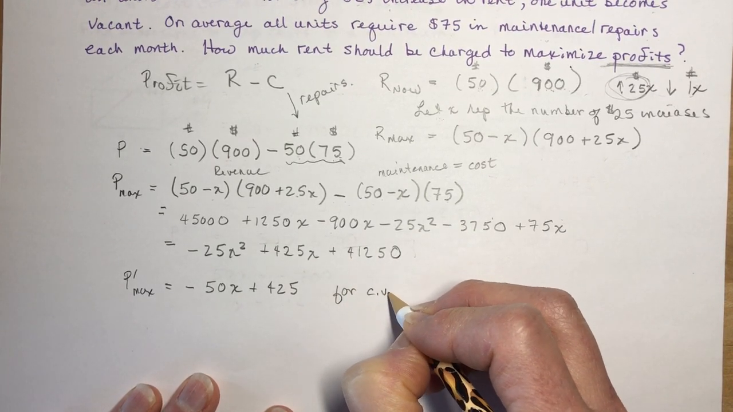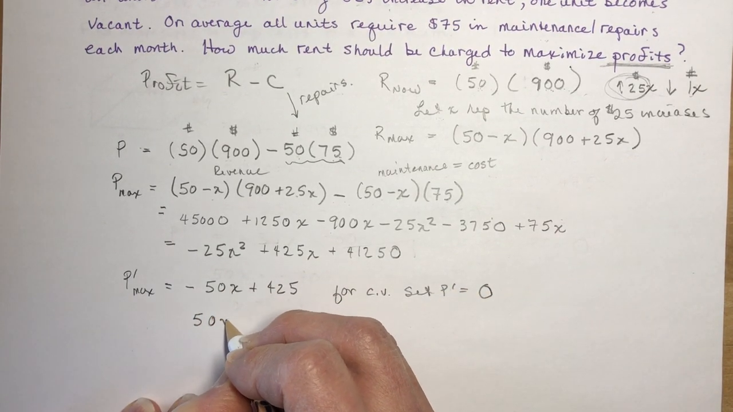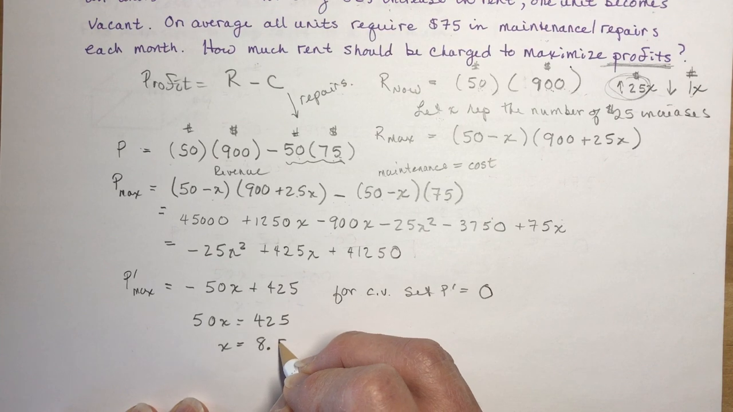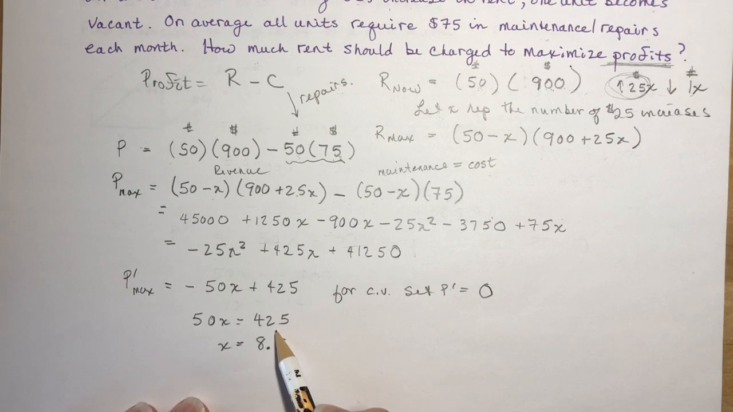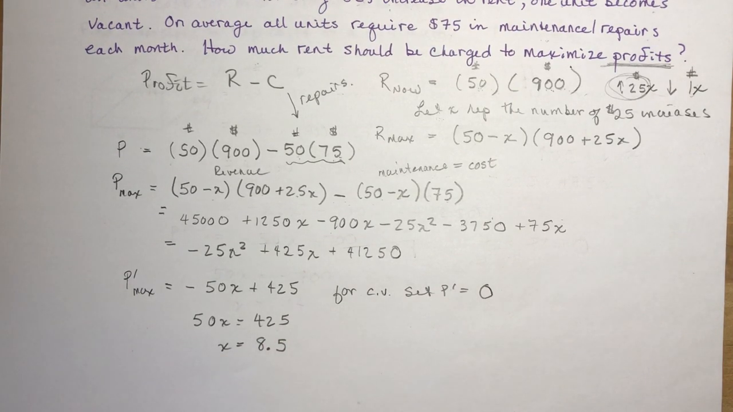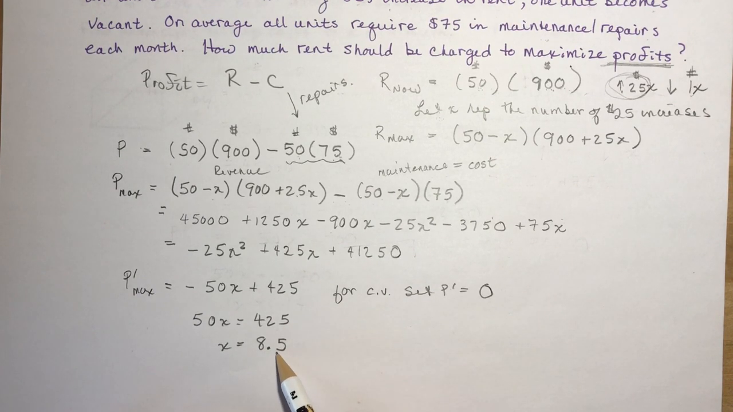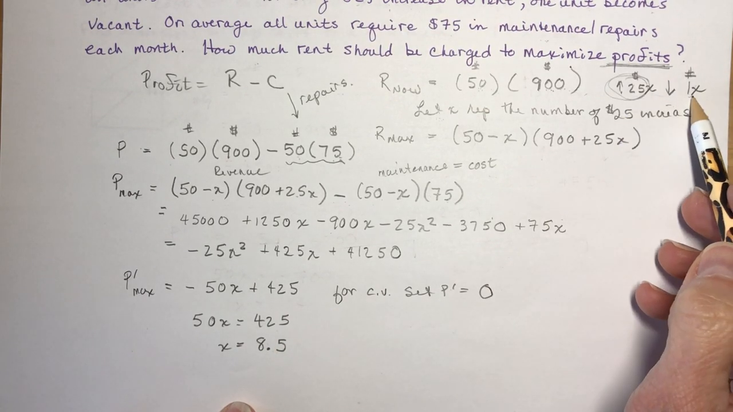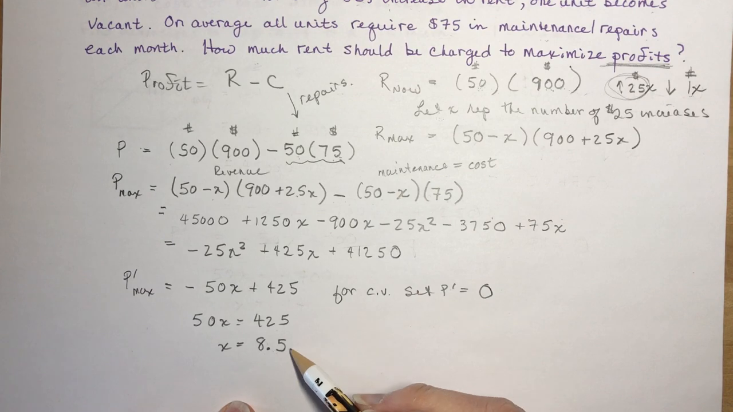Okay, so for critical values, we're going to set P prime equal to 0. So 50x equals 425, and x is equal to 8.5. Okay, so if you ended up here and you had 50x equals negative something, it's probably a mistake, right? So be really careful with your expanding here. Check your numbers. Make sure you don't make a mistake on that. So if I'm going to have eight and a half changes, this is the number of $25 increases, that would mean I would be not renting 8.5 units. So that's not possible. So I have to choose either 8 or 9.